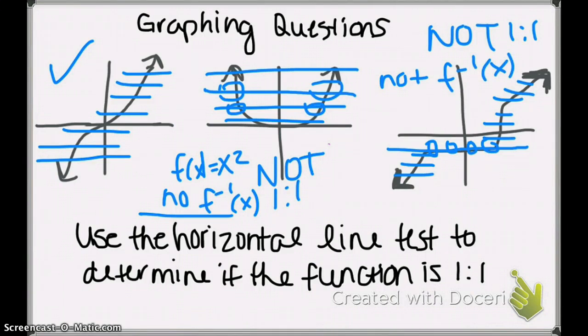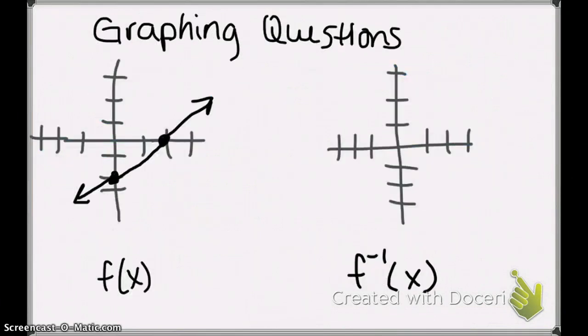Not possible. And let's think about this. Why is that? It's because when you have all of these values that could be possibilities along the same line, if I put in x for y or y for x, I don't know which value I'm going to get out, because it could be any of these points. So hopefully that clarifies that. And let's do another graphing question.